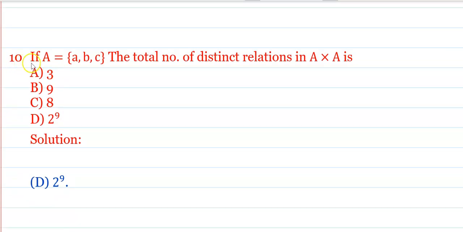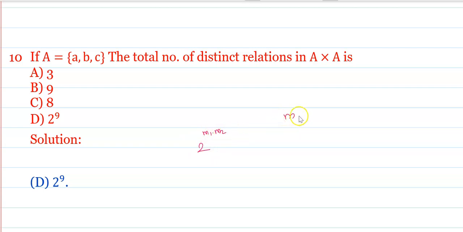Question number 10. If A is equal to {a, b, c}, the total number of distinct relations on A cross A is: 3, 9, 8, or 2 raised to 9. The total number of distinct relations is equal to 2 raised to m1 into m2. But what are m1 and m2? m1 means the number of elements in A, and m2 means the number of elements in B. Okay, that is 2 raised to m1 into m2.